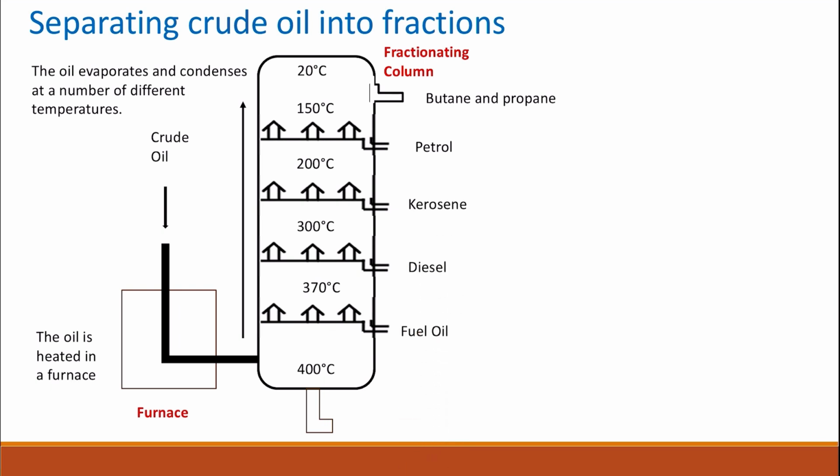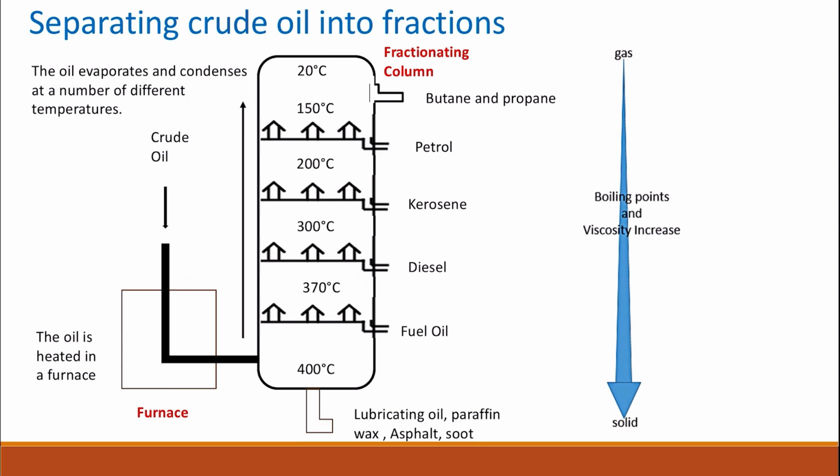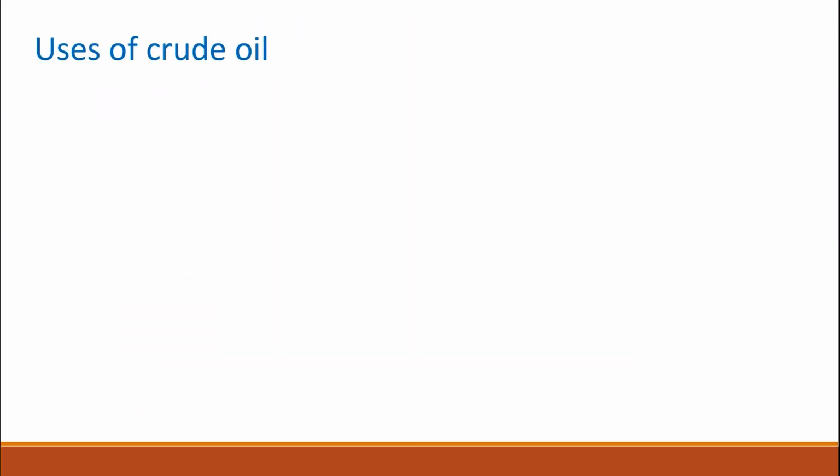At the bottom of the fractionating column, lubricating oils, paraffin, soot, and asphalt and wax can be separated. These have very high boiling points and are usually separated because they are solids at the bottom of the fractionating column. So in the fractionating column, the gases will be separated at the top, the solids will be separated at the bottom, and as you go down, the boiling point and viscosity of the different members will increase.